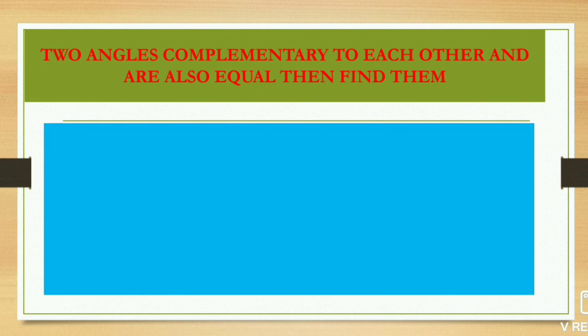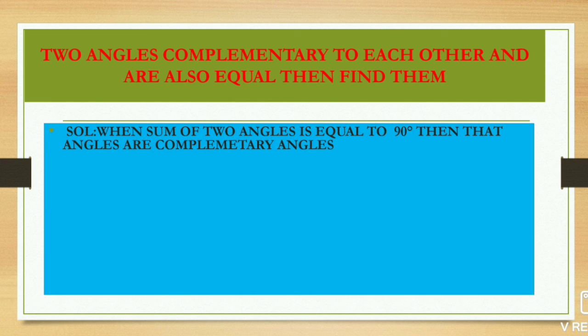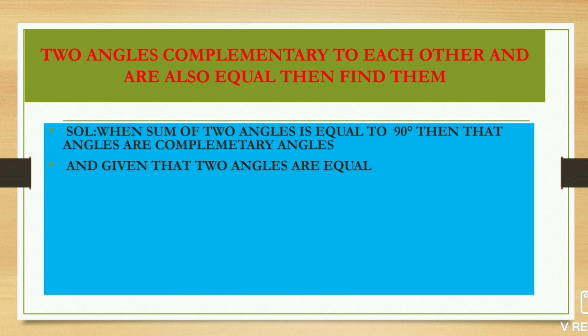Now, one more important sum. Two angles are complementary to each other and are also equal, then find them. Solution. When the sum of two angles is equal to 90 degrees, then the angles are complementary angles. Now, we don't know that angle, so that's why, given that the two angles are equal, we don't know the equal angles' measure, so we have to take an assumption that it is x degree. So let each angle be x degree.